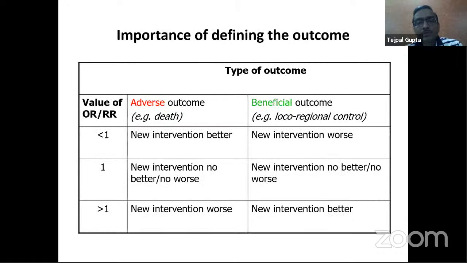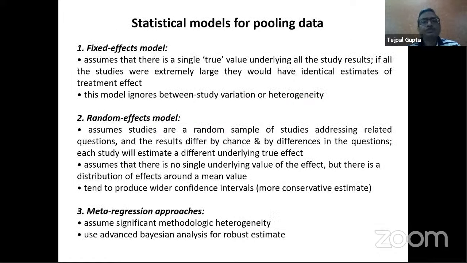It's also important to define whether it's an adverse outcome like death or a beneficial outcome like locoregional control. Because for an adverse outcome like death or failure, an OR, HR, or RR less than 1 will mean that the new intervention is better. Whereas for a beneficial outcome, say clinical improvement or locoregional control, an OR or RR of less than 1 would actually mean that the new intervention is worse. So you need to be very clear whether you're reporting an adverse outcome or a beneficial outcome.